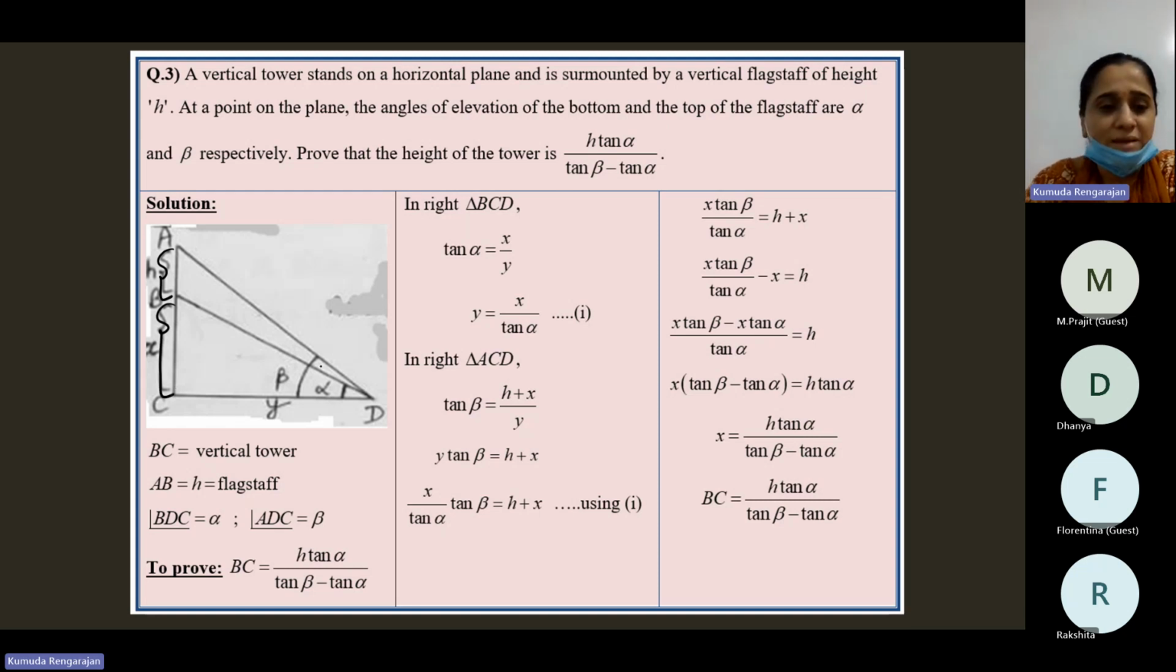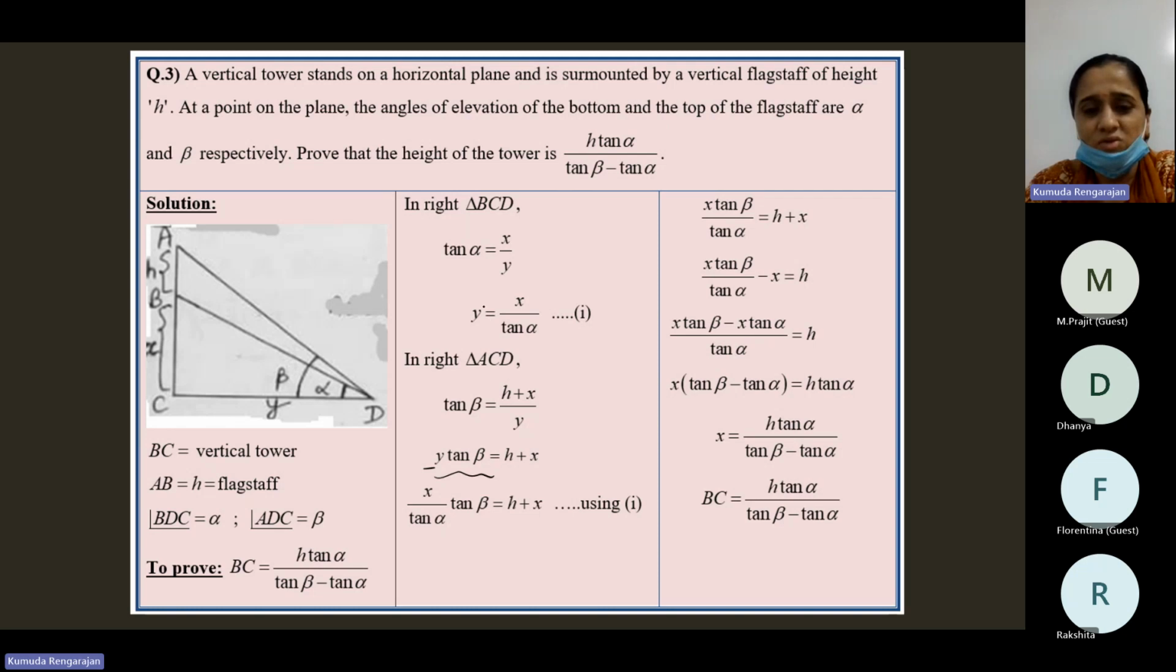So what do you have? What is tan beta? Tan beta will be h plus x by y. Now use this in the second equation we've got. We know we don't want y, right? So where we have y in the second equation, we'll just put this expression. So see here, cross multiply: y tan beta is equal to h plus x.